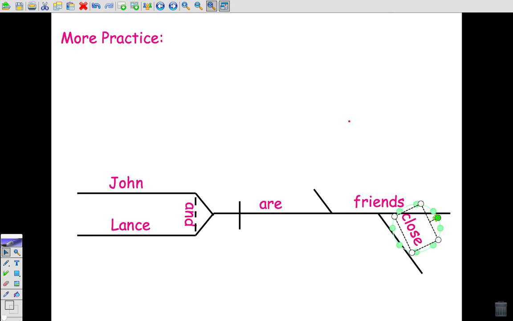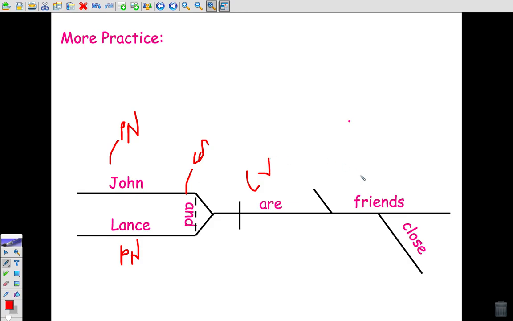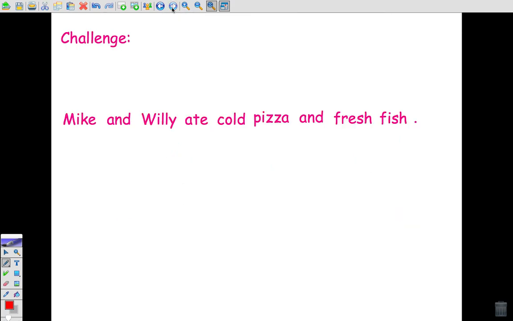So you should be able to label the part of speech of each one of these words. We have proper noun, right? Proper noun, conjunction, linking verb, predicate noun, or common noun, adjective describing a noun, of course. We know that this line is pointing us back to John and Lance because we have a linking verb and this is referring us back there. Not too challenging once you get the hang of it. So more practice will make it clearer.